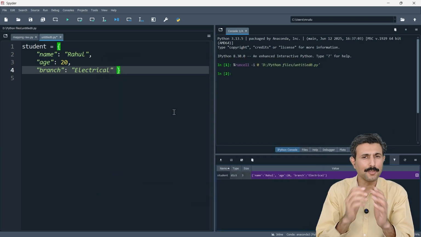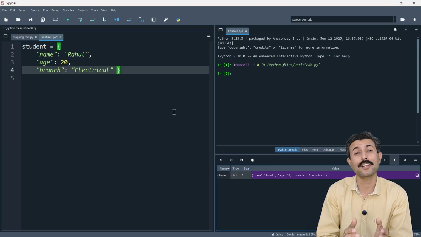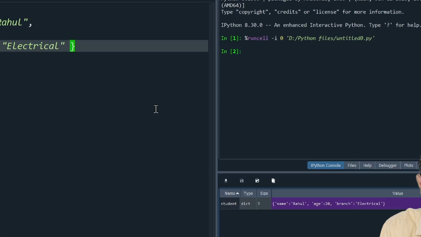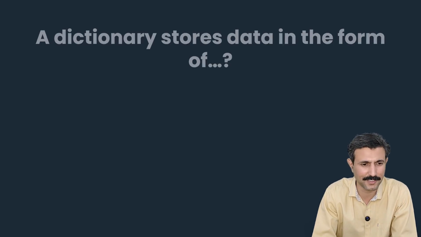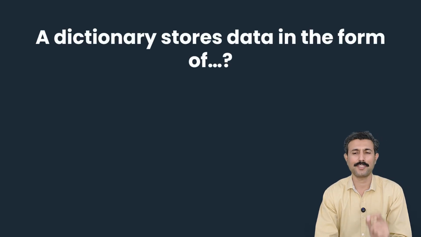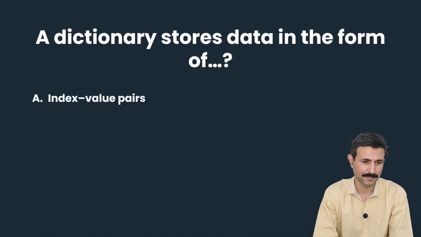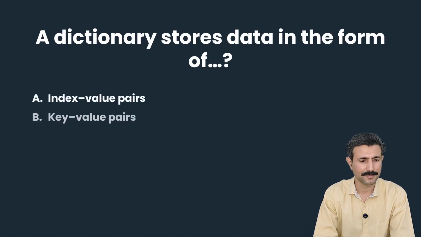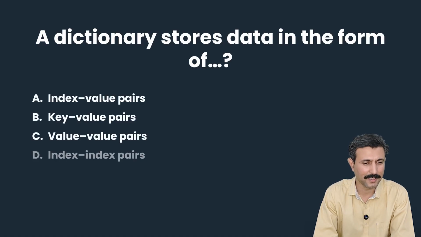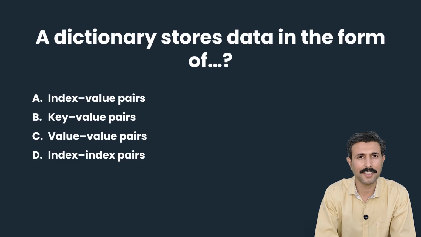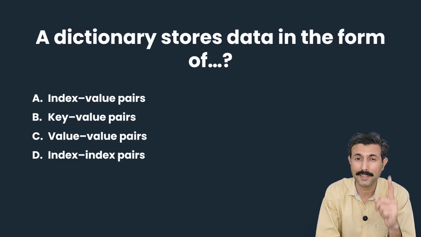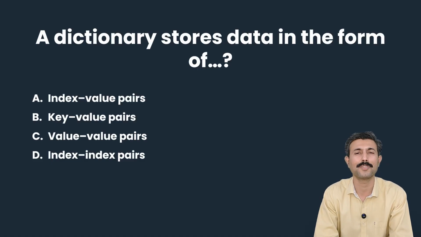Now in order to use this data type properly, we must understand the characteristics of a dictionary. But before we jump to that, there is a quick short question for you. A dictionary stores data in the form of what? A, index value pairs, B, key value pairs, C, value pairs, and D, index pairs. We have just understood this a few moments ago, so think over it and then write the answer in the comments. Once you are done with that, let's jump to the next section.